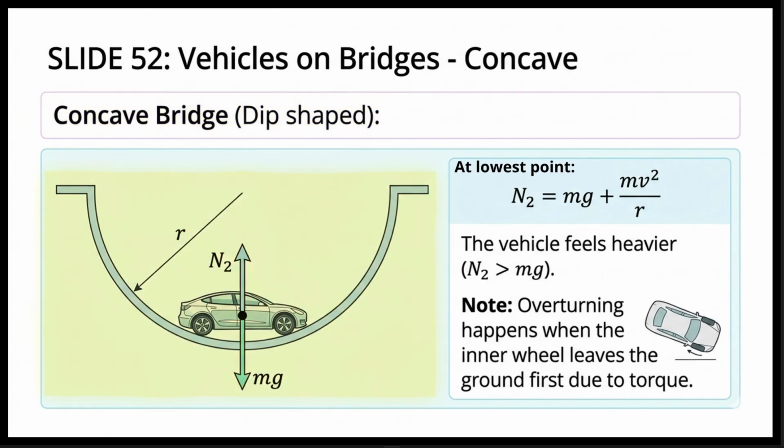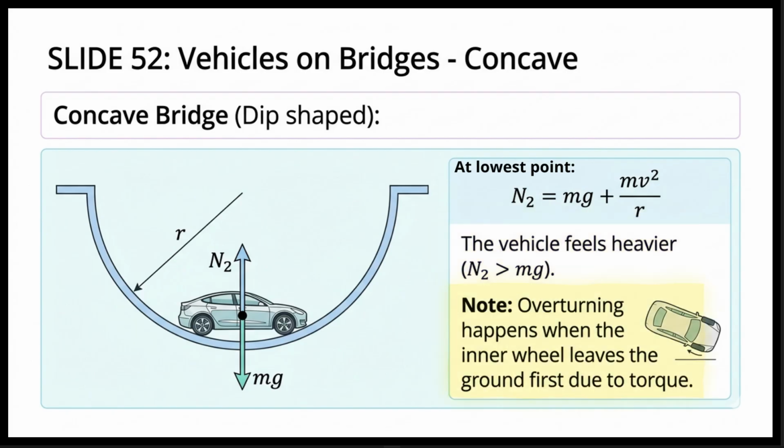At the dip of a concave, hollow bridge, the opposite situation applies. The center of curvature is above the road, so centripetal force must point upward. At the lowest point, normal reaction N2 acts upward, and gravity mg acts downward. The net upward force provides centripetal force. mv squared over r equals N2 minus mg, giving N2 equals mg plus mv squared over r. The vehicle feels heavier than its true weight. The faster it goes through the dip, the heavier it feels.